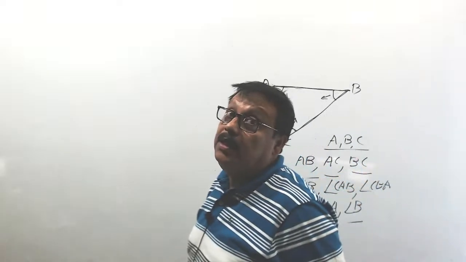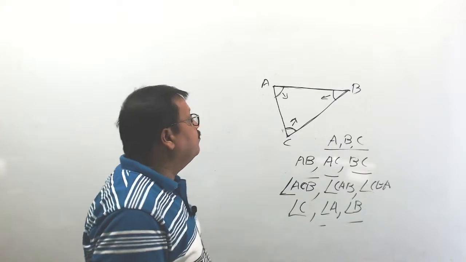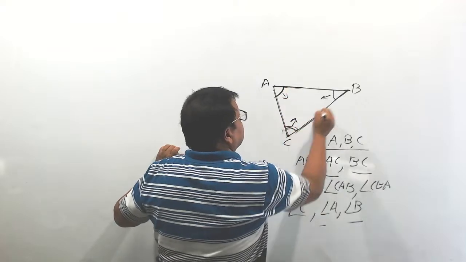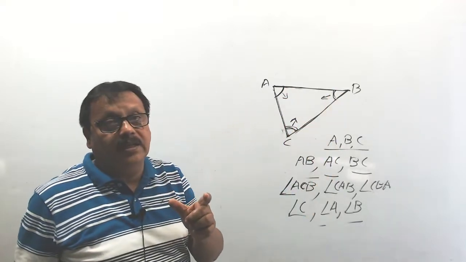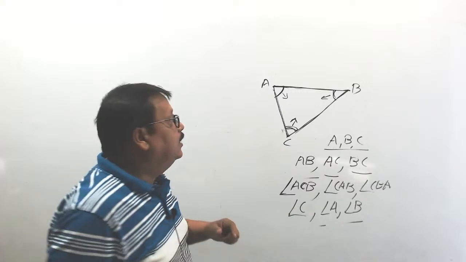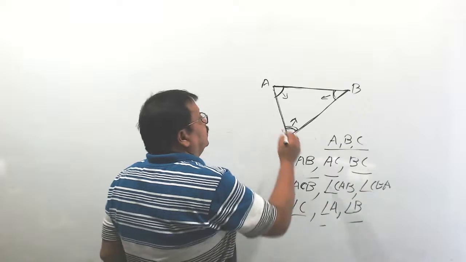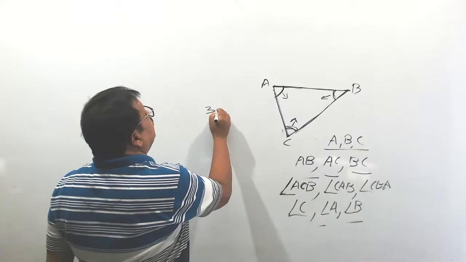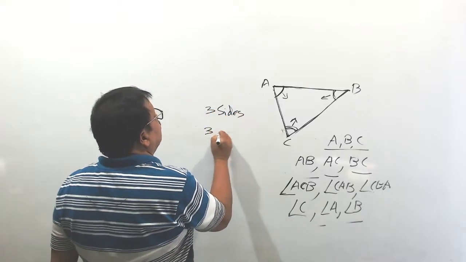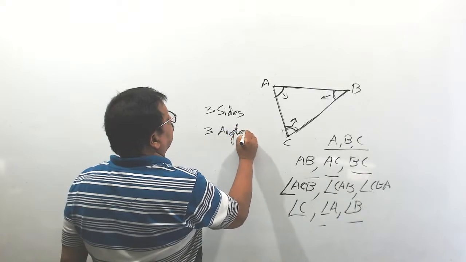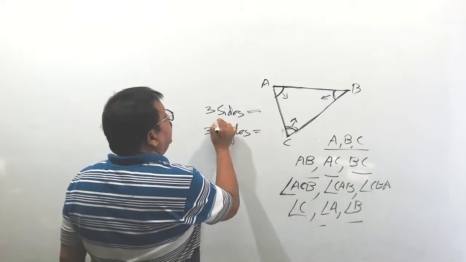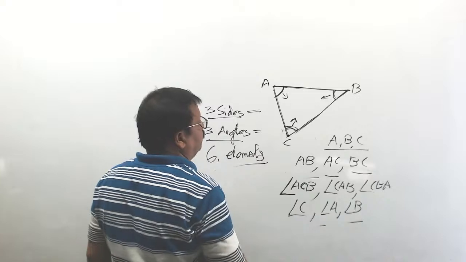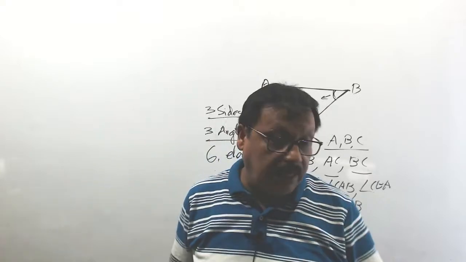Elements of triangles. Very important. Elements of triangles means 3 sides and 3 angles. That is, there are 6 elements of a triangle. Very important. Later on it will help you. You should know what the elements are. How many elements in a triangle? 6 elements: 3 sides and 3 angles. Total 6 elements for a triangle.